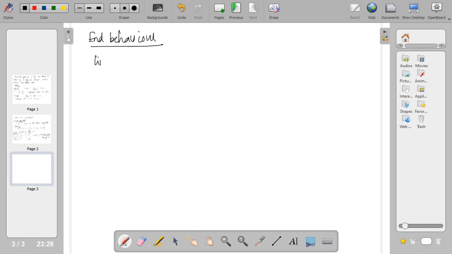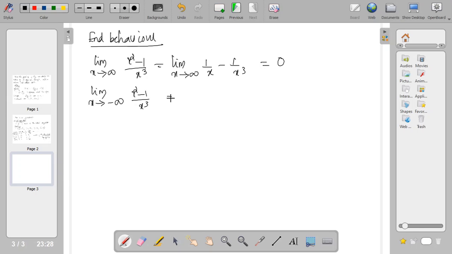Now when you take the limit as x tends to infinity of (x squared minus 1) by x cubed, that is the limit as x tends to infinity of 1 by x minus 1 by x cubed. As x tends to infinity the value is 0. And the limit as x tends to minus infinity of (x squared minus 1) by x cubed, that is again the limit of 1 by x minus 1 by x cubed, which is equal to 0.